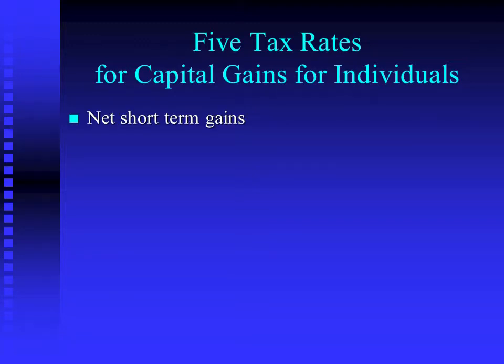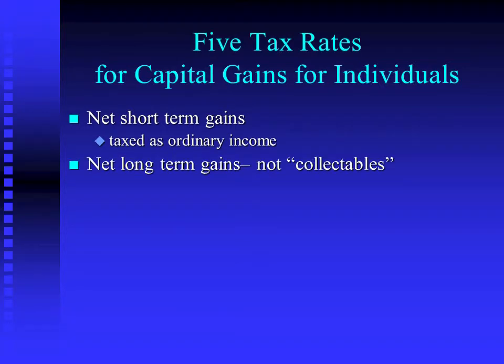So net short-term gains are treated like ordinary income. Net long-term gains that are not collectibles, I've got a slide coming up. Collectibles are things that you buy to hold because you think the next guy is going to be crazier than you are, and he'll pay you more for that sunflower than you paid, not because you think the business is going to grow and make more money. They have a 0 rate if your marginal tax rate is 10 or 15%.